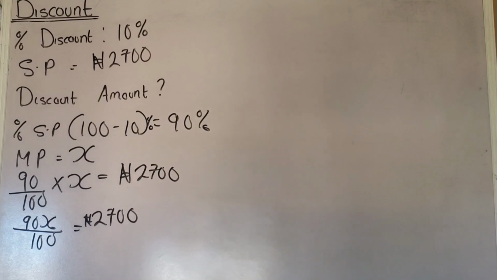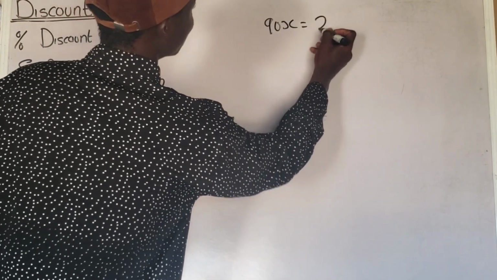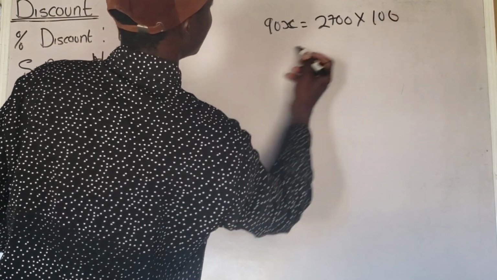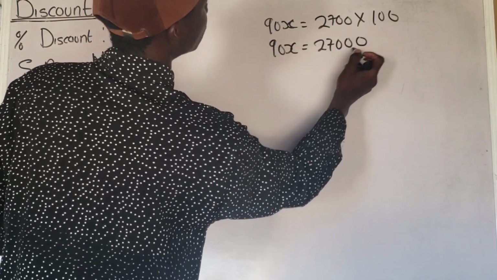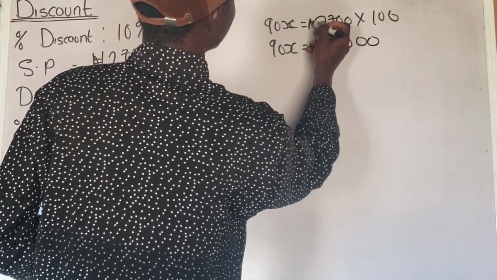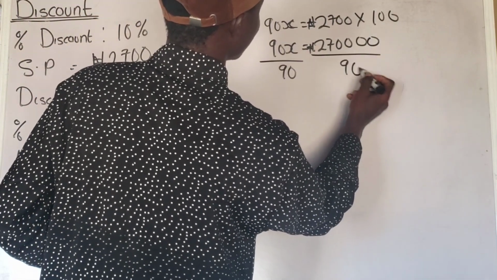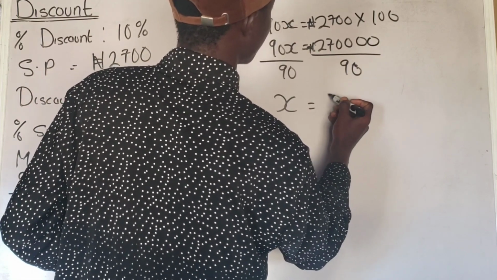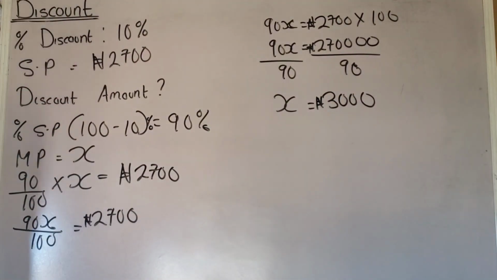Okay, now the next step here is to cross multiply. So I'm going to have 90x is equal to 2,700 naira multiplied by 100. So 90x is equal to 270,000 naira. Okay, put the unit. It is very, very important. Now the next step is to divide both sides by 90. So x will be equal to 3,000 naira.